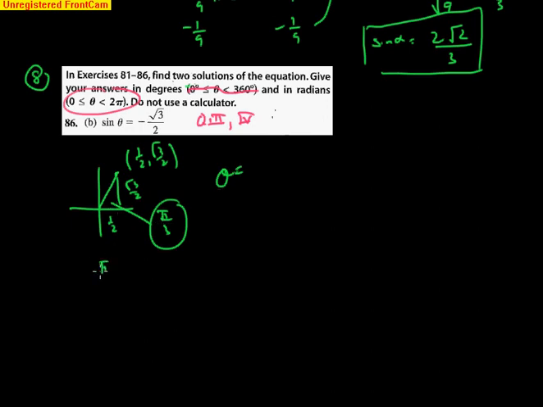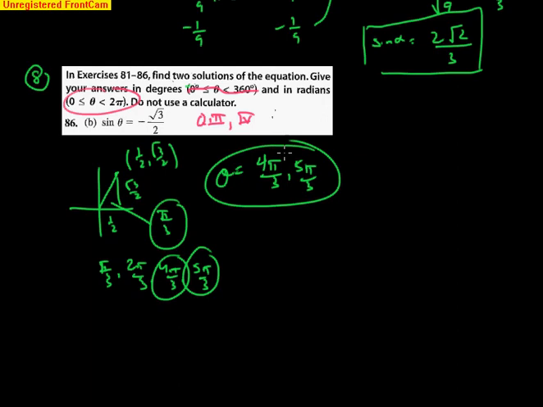So the pi over 3 family is pi over 3, 2 pi over 3, 4 pi over 3, and 5 pi over 3. Third and fourth quadrants. So theta is 4 pi over 3 and 5 pi over 3. And again, you can always check to make sure that you are correct, but you are. And there are the two angles.